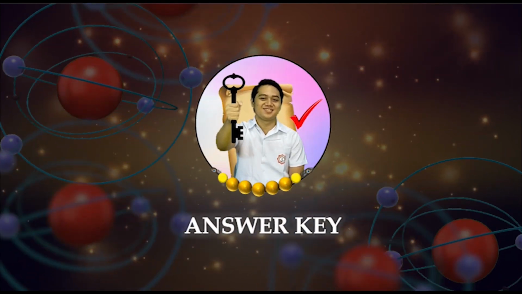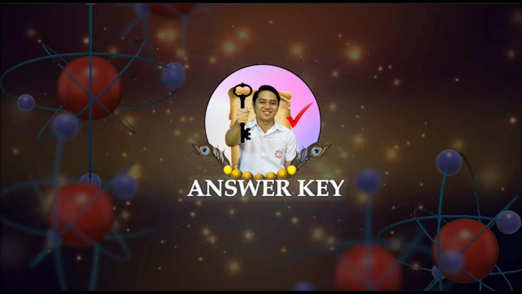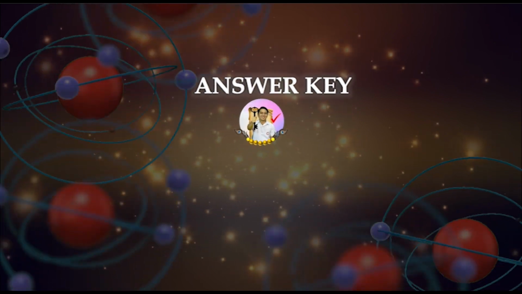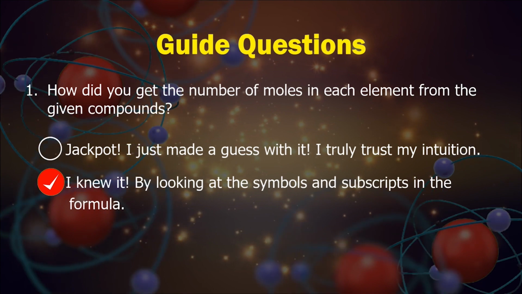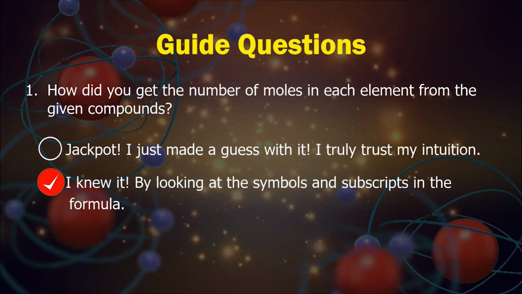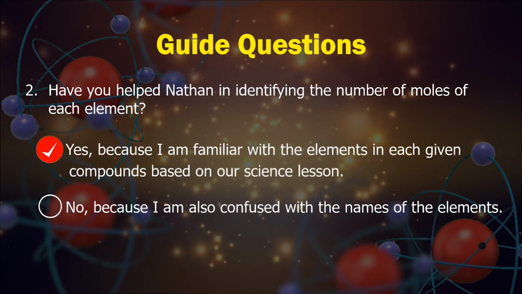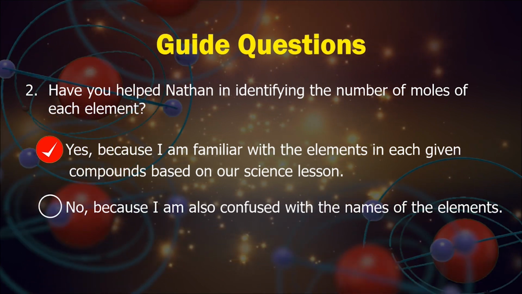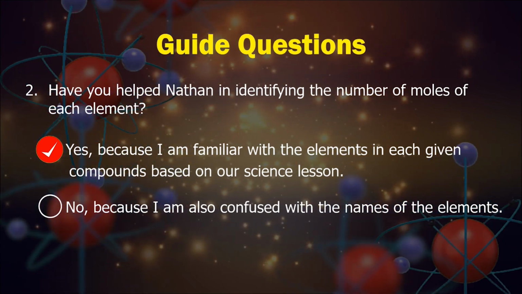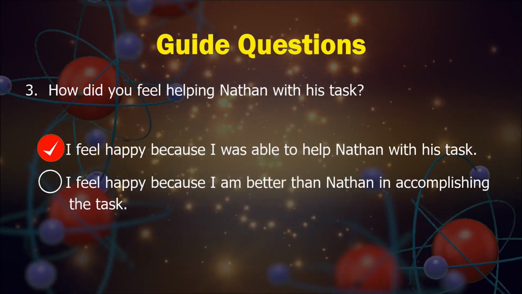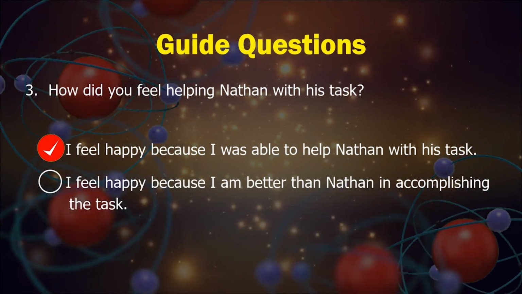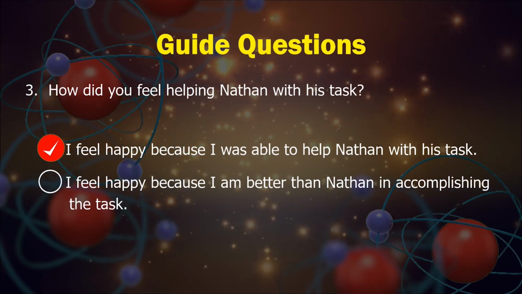Let's check your answers for the guide questions. Number 1. I knew it by looking at the symbols and subscripts in the formula. Number 2. Yes, because I am familiar with the elements in each given compound based on our science lesson. Number 3. I feel happy because I was able to help Nathan with his task.